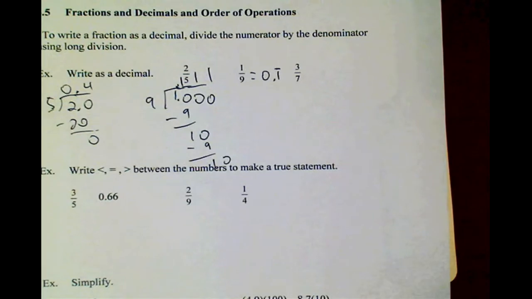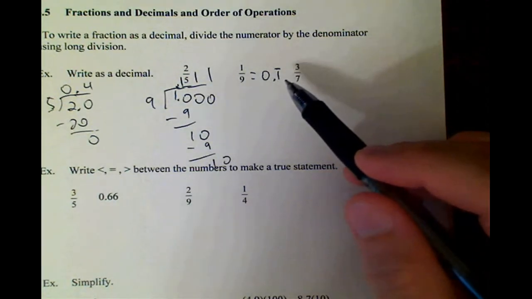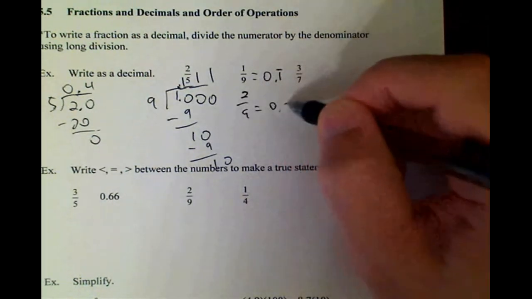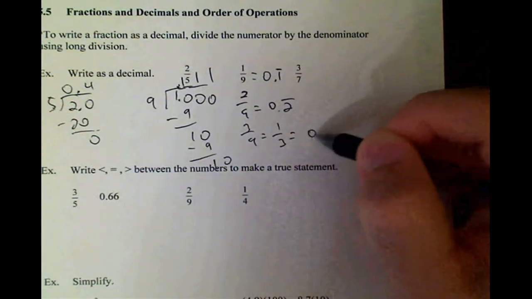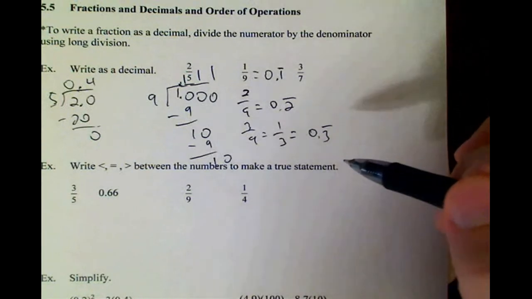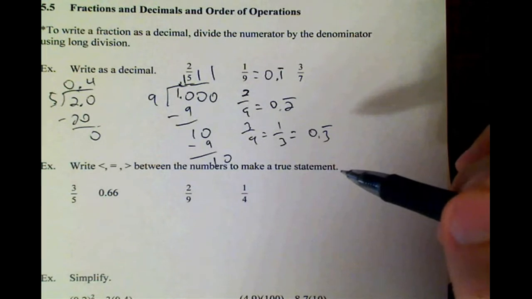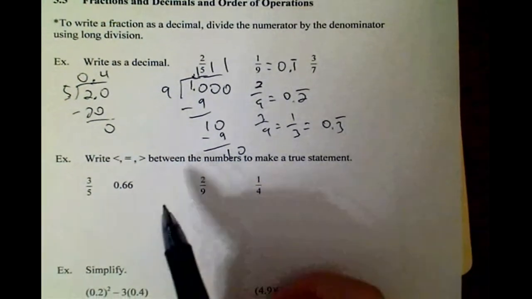Let's go back to the 1/9. 1/9 is 0.1 repeating. Guess what 2/9 is? 0.2 repeating. Guess what 3/9 is? It's the same as 1/3. 1/3 is the same as 0.3 repeating. Keep that in mind. Guess what 4 nines is? 0.4 repeating. Guess what 5 nines is? 0.5 repeating. So little things like that can save you a lot of time, especially for other questions like this.